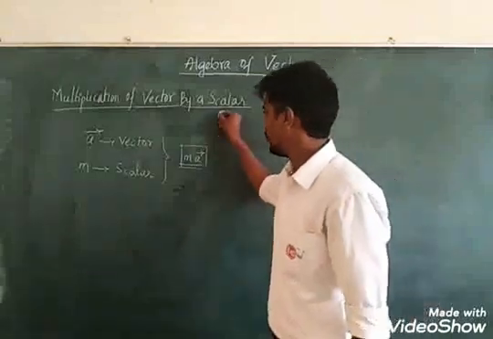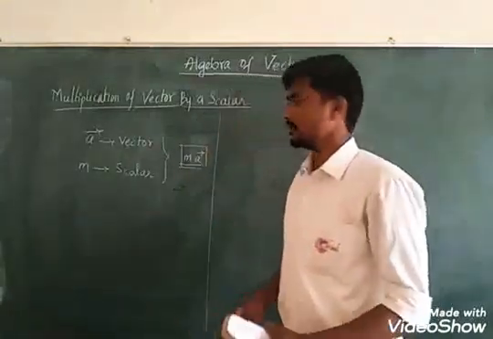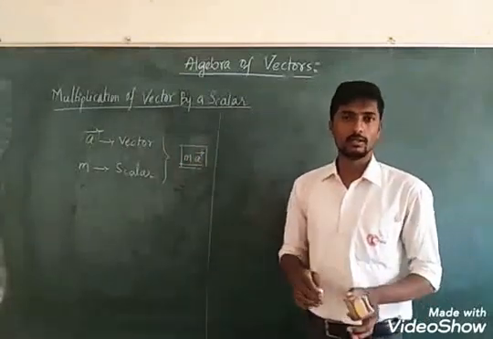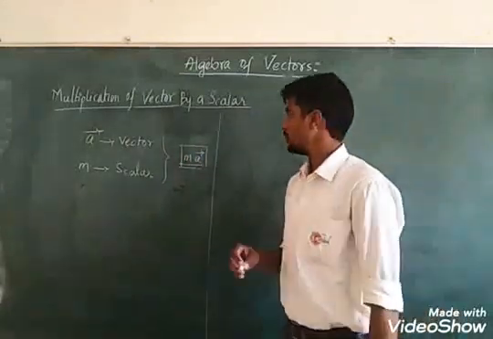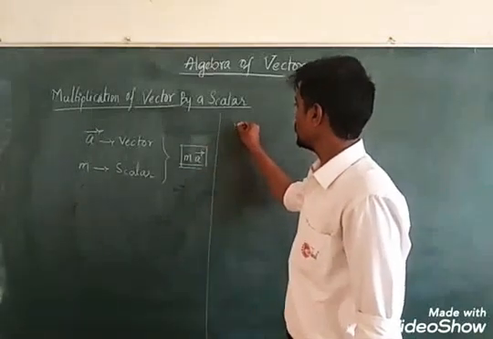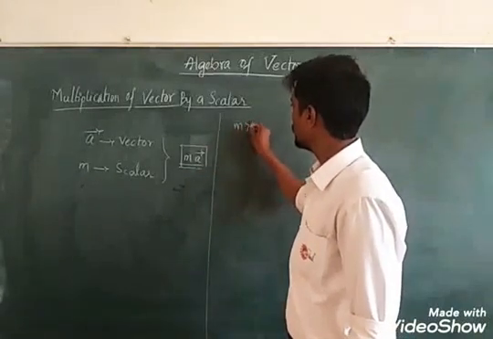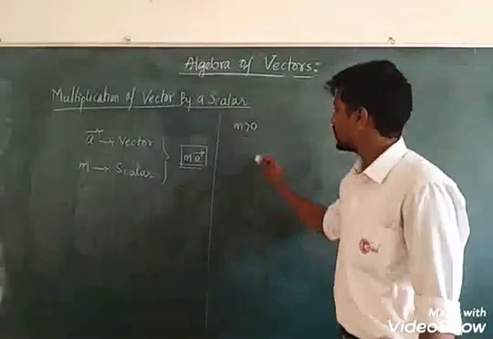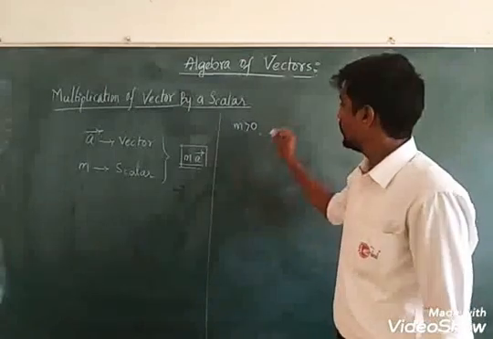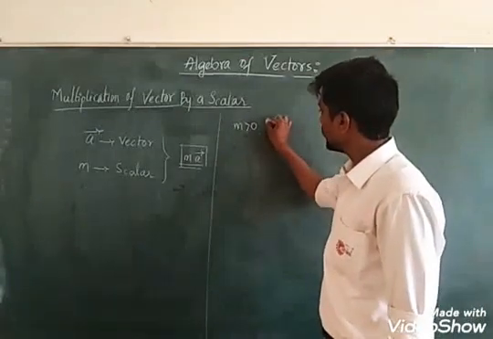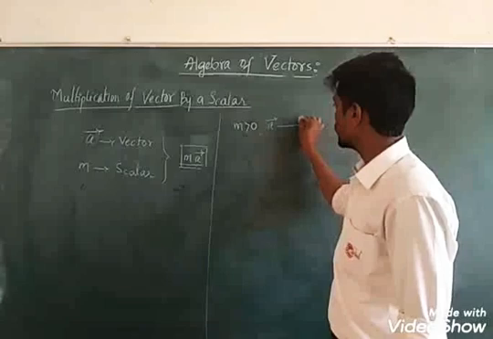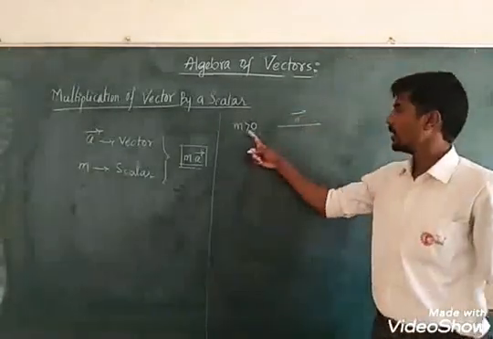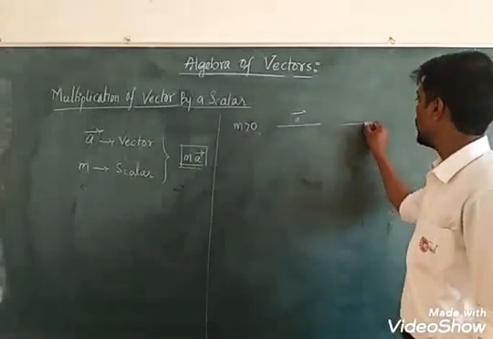Now let us discuss some properties of this scalar multiplication with the vector. What are those properties? Suppose M is positive, then what happens? If A is a vector traveling in this direction, and we are multiplying M into A, what happens?